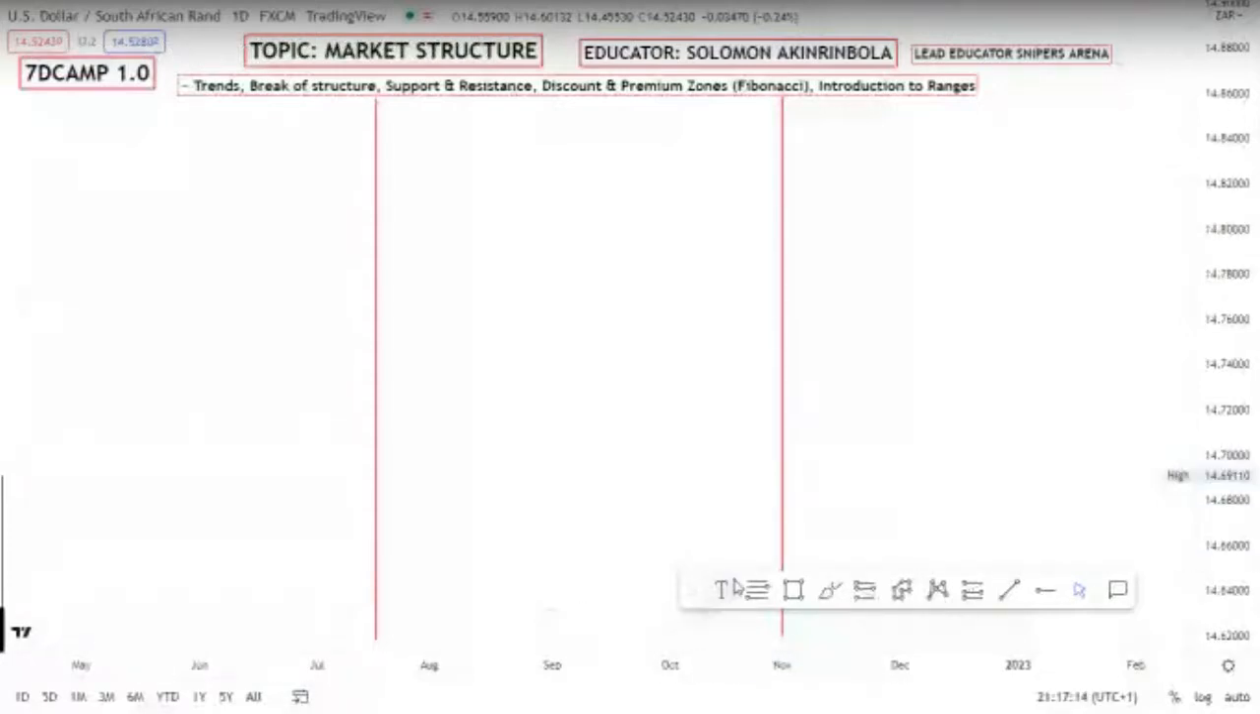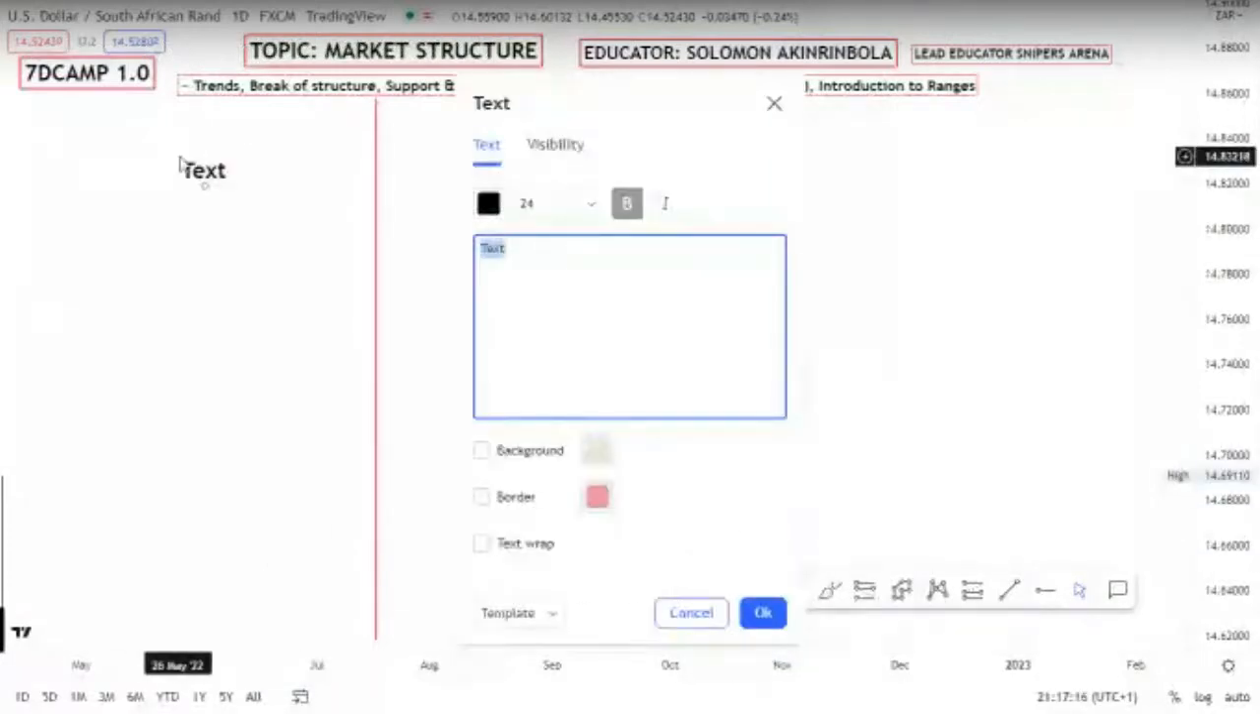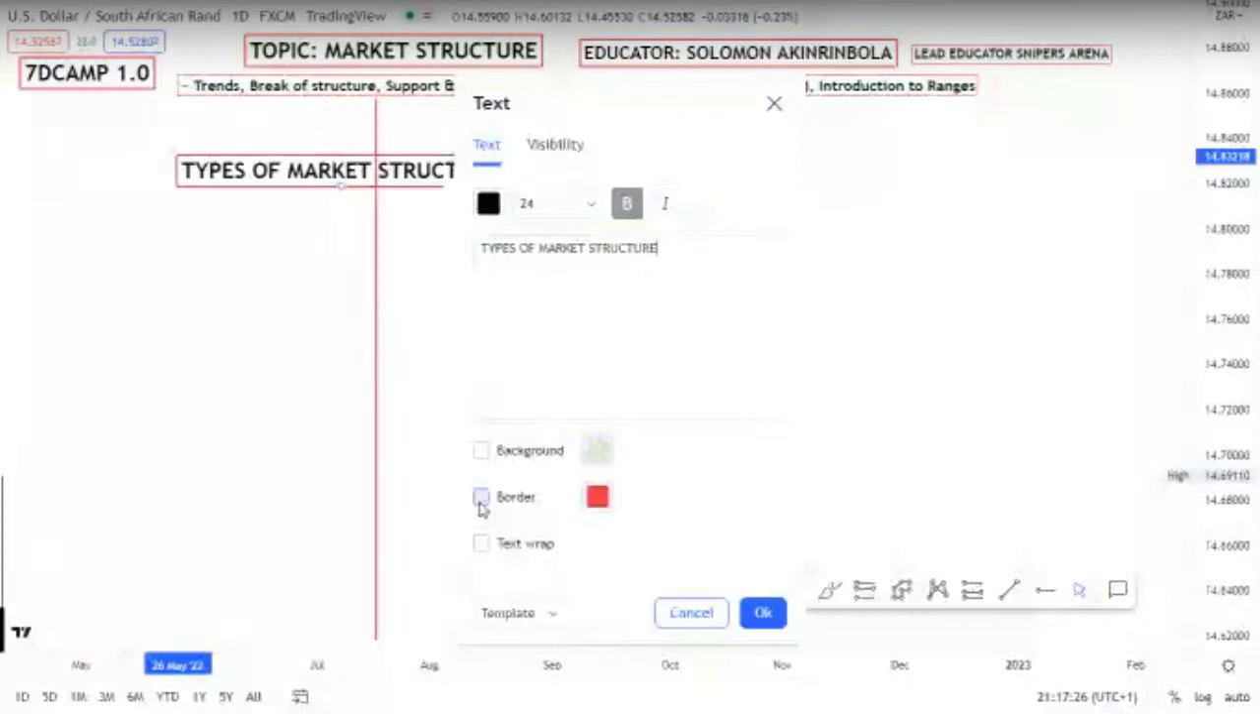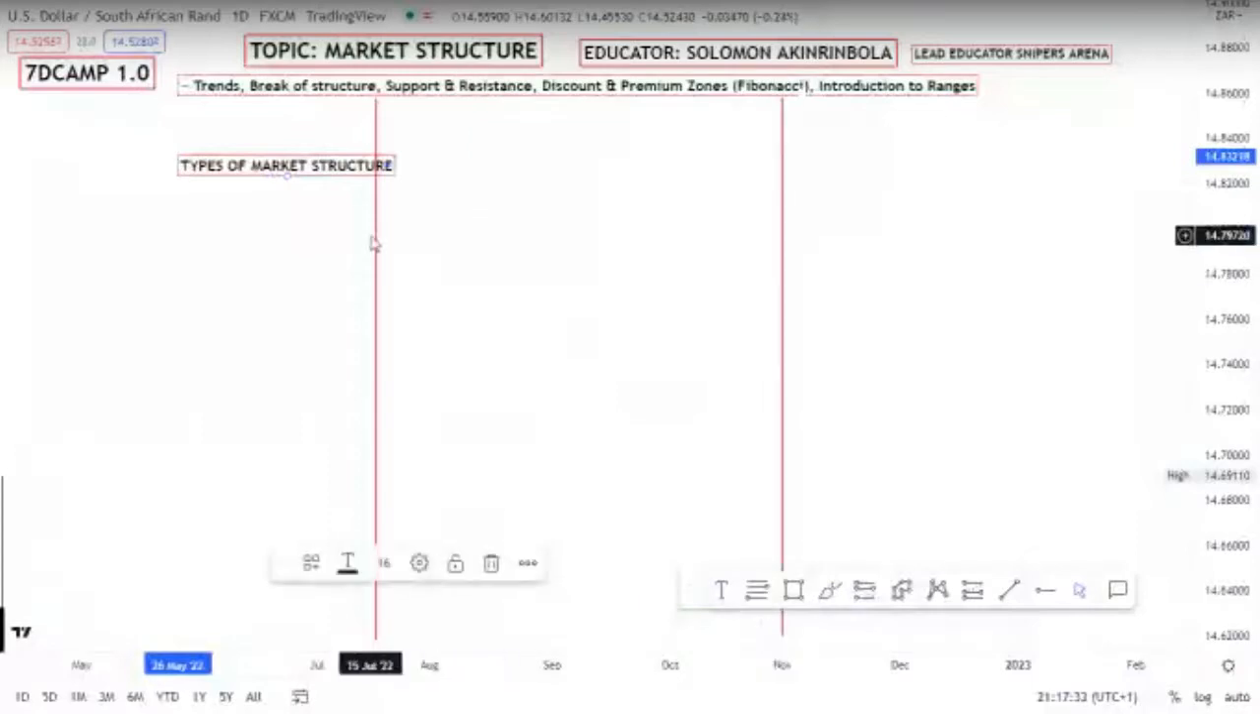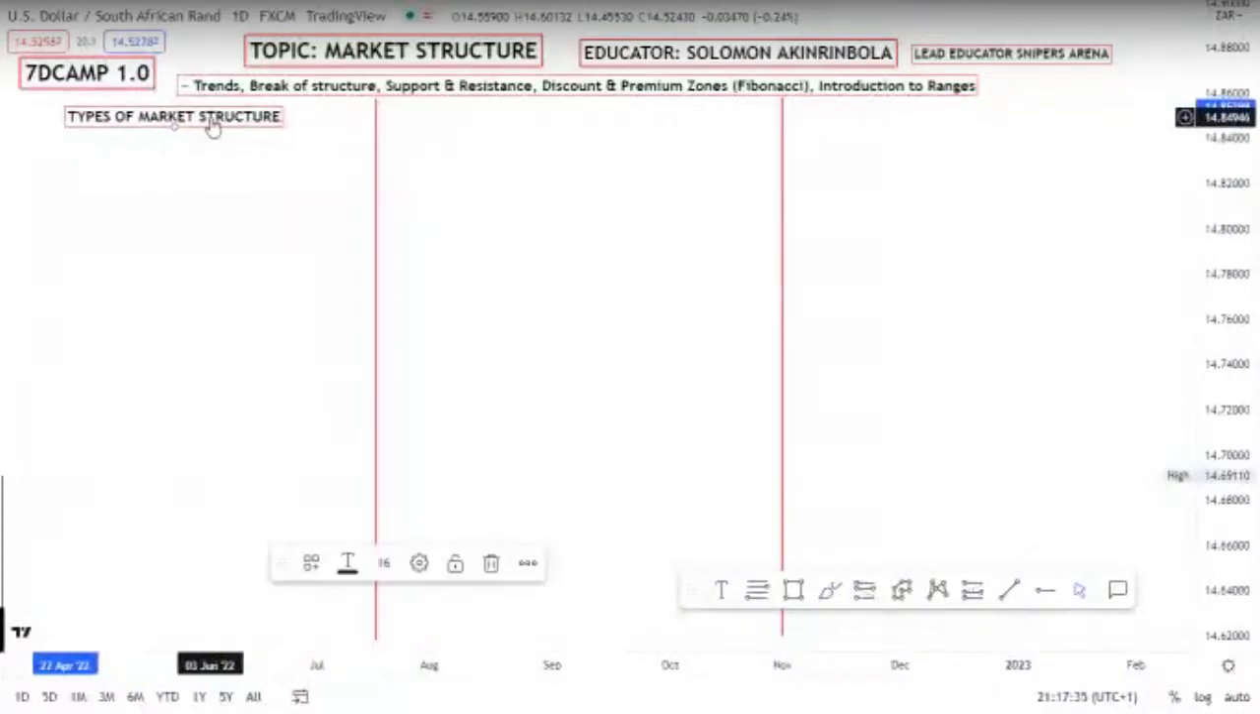Now, guys, let's start like this. I believe we all know. Types of market structure. Drop it in the chat if you know it. If you know them, guys, drop the types of market structure in the chat. Let's go. That's how it starts.